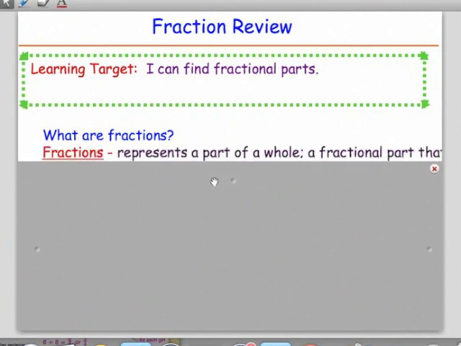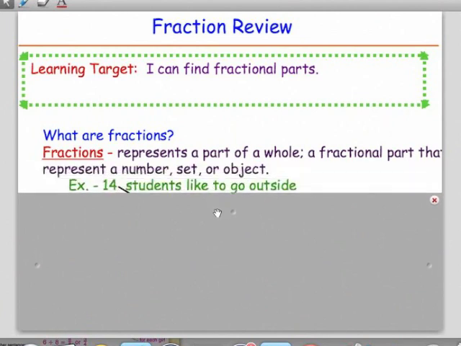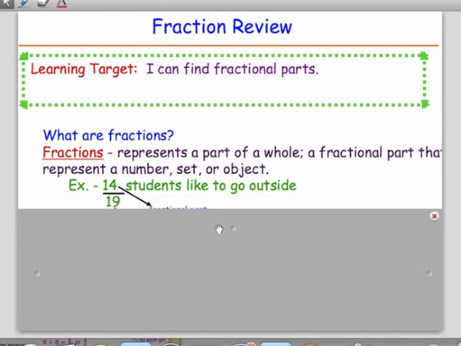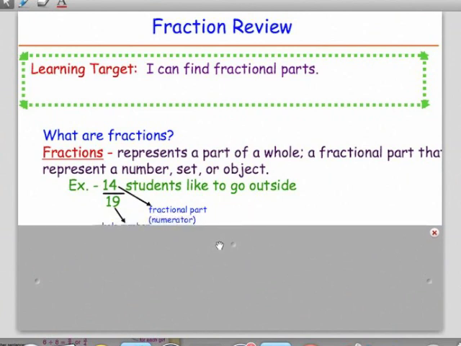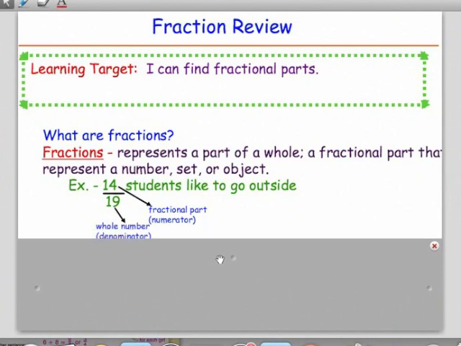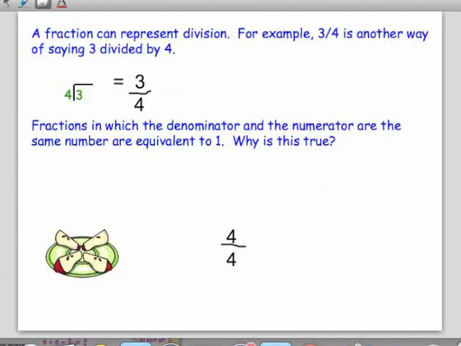Fractions represent a part of a whole. A fractional part that represents a number, a set, or an object. So for example, if 14 out of 19 students like to go outside, the fractional part is that top number. It's the numerator. Okay, that's the number that we're talking about. And the 19 is the whole number, the number in all. So 14 students out of 19 students like to go outside. And I'd say that's pretty close for our class. Lots of you like to stay inside at recess.